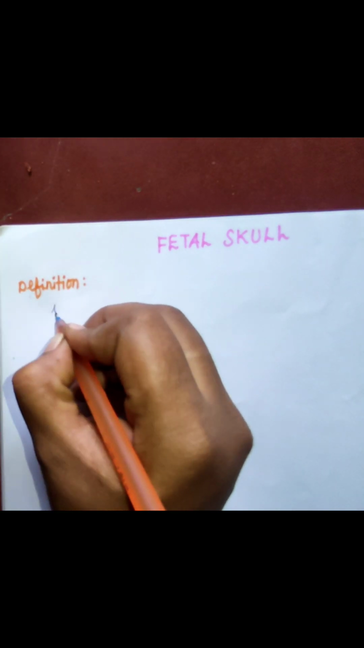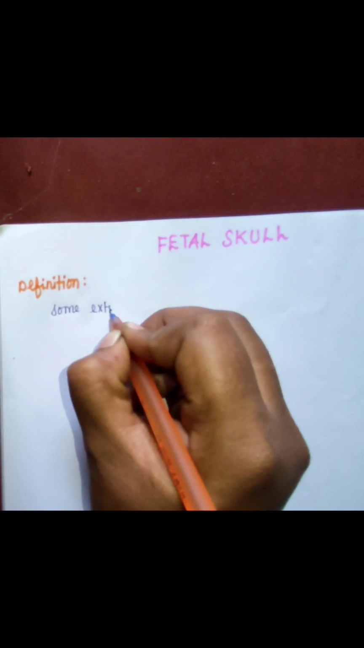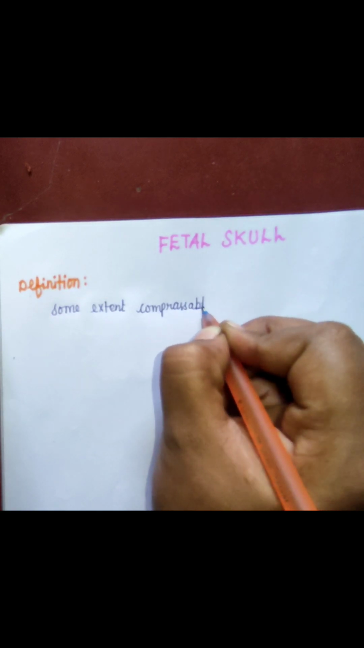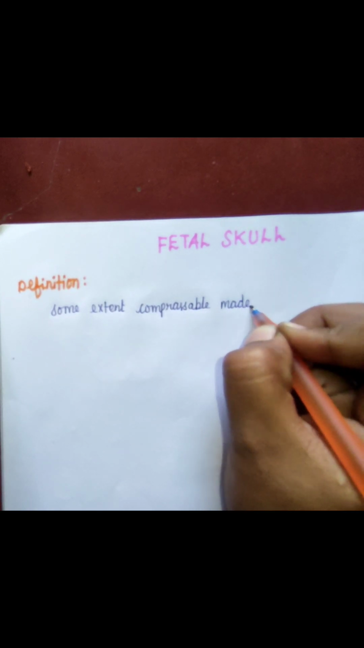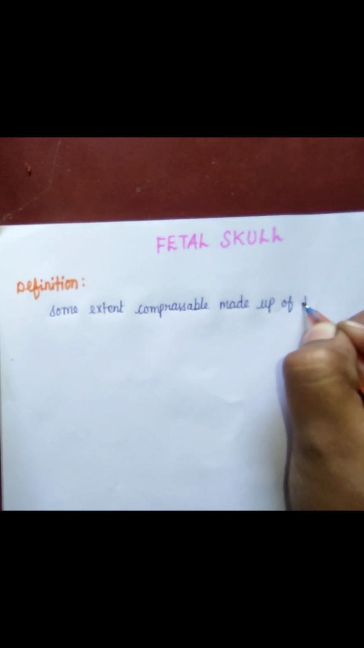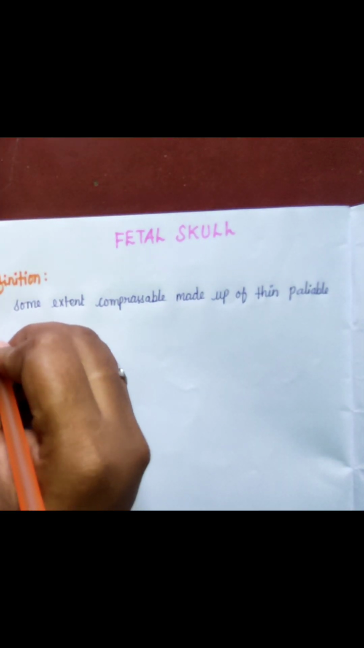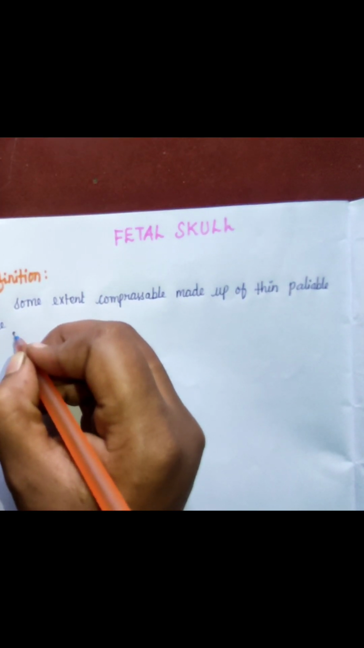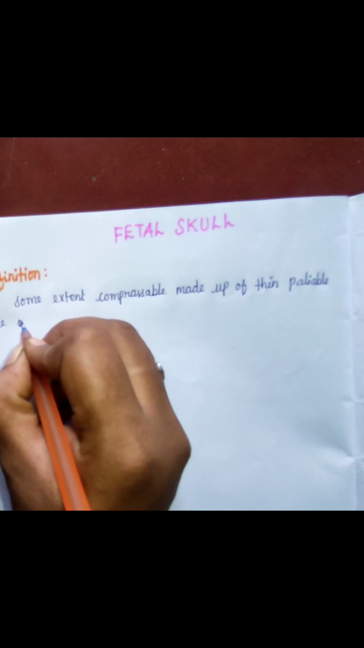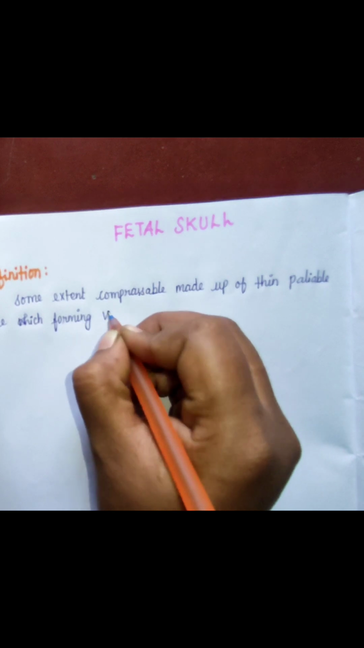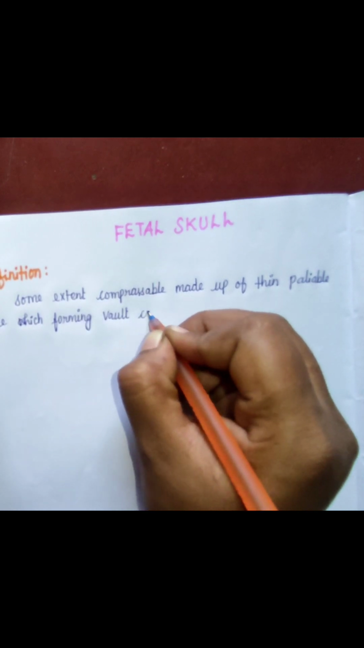The fetal skull is, to some extent, compressible, and is made up of thin palpable bone. The thin palpable bone which is forming the vault, we call as the fetal skull.